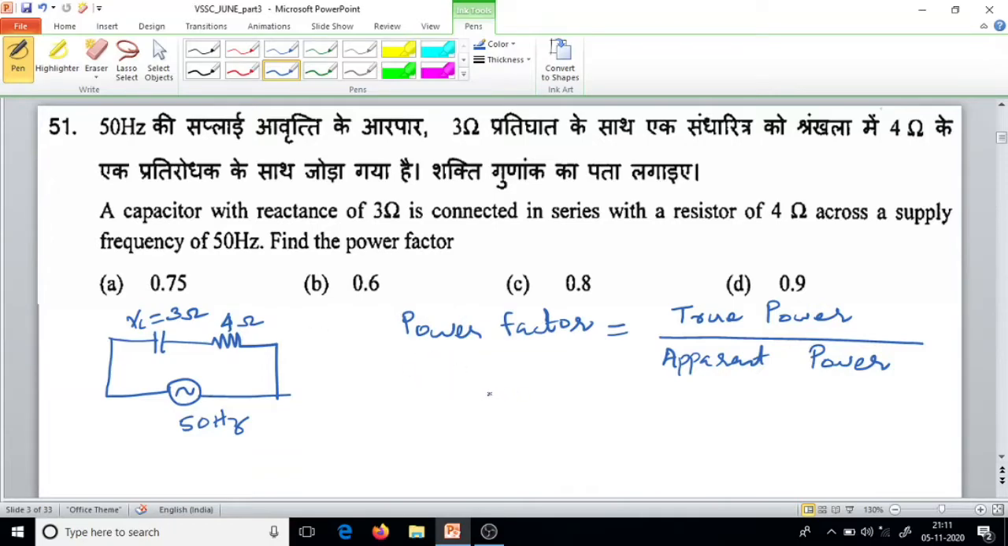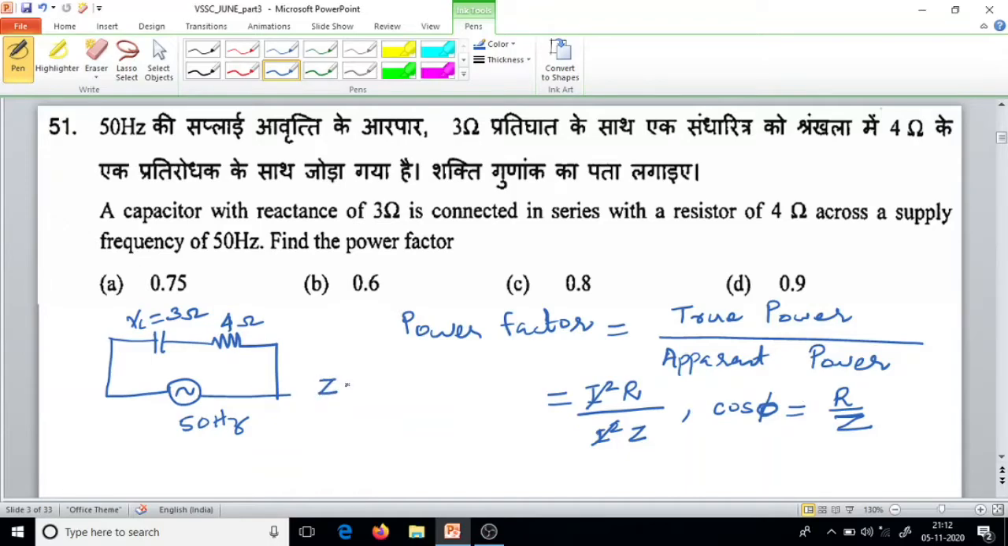So now what is true power? True power equals I square R. Apparent power needs impedance, that is I square Z. So I square cancels, and we will get cos phi. Power factor is also denoted by cos phi, which equals R by Z. Now we have to find the Z value.